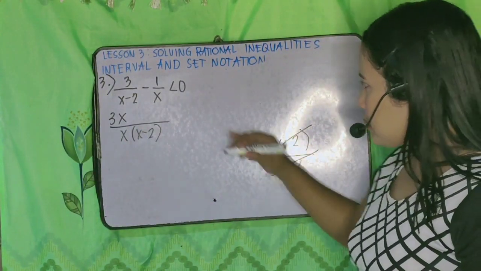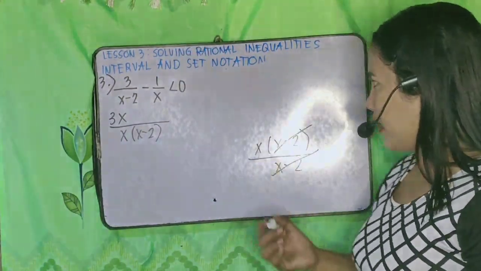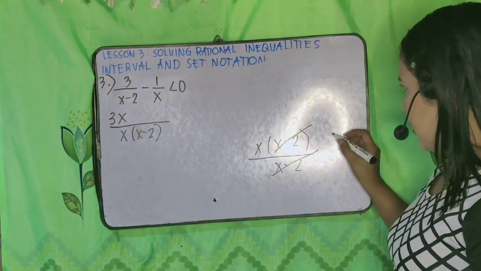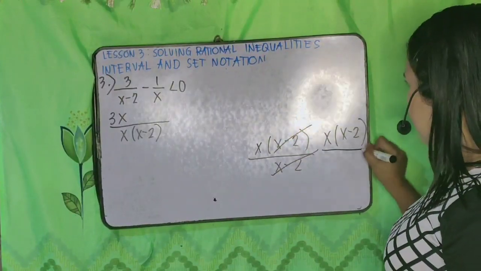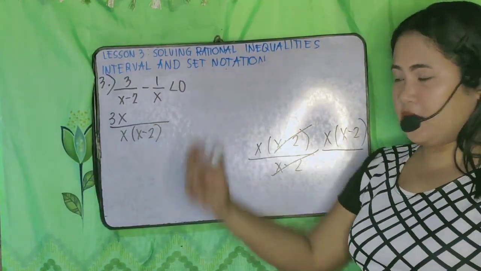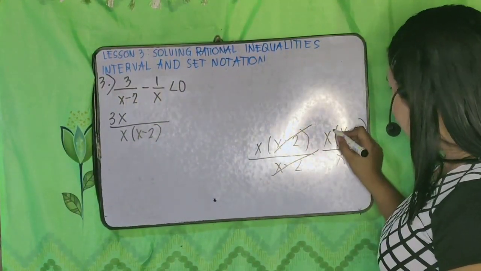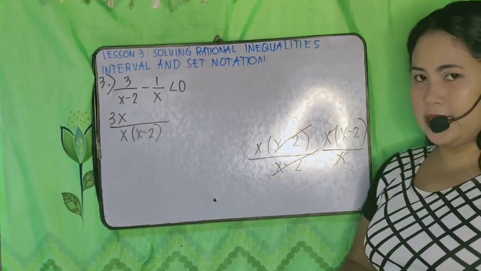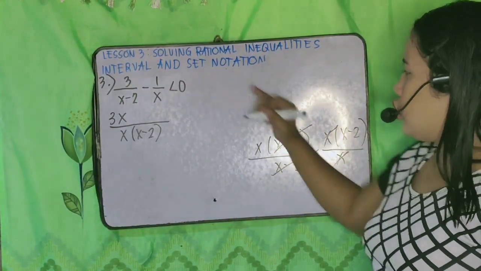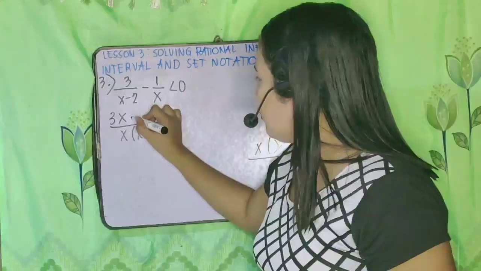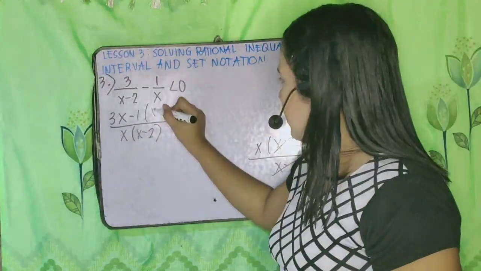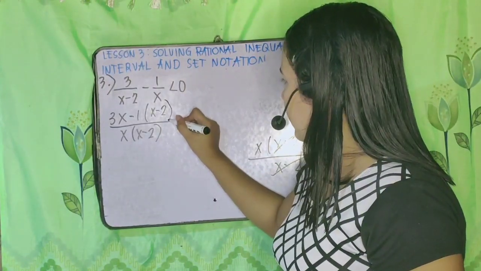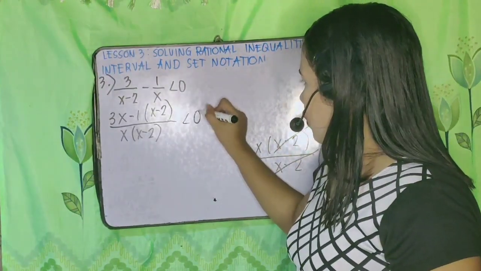Then next, our second fraction. Okay? I'll write it also: x times x minus 2 divided by x. Okay? Because we divide first by the denominator. In here, we cancel out the x. Then, x minus 2 times negative 1. So we copy negative 1, and then what remains, which is x minus 2. Okay? Then, is less than 0.